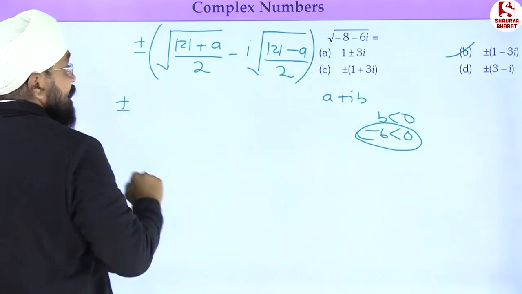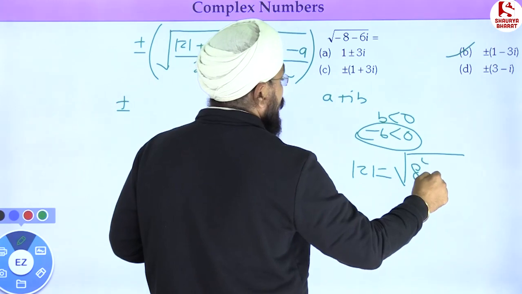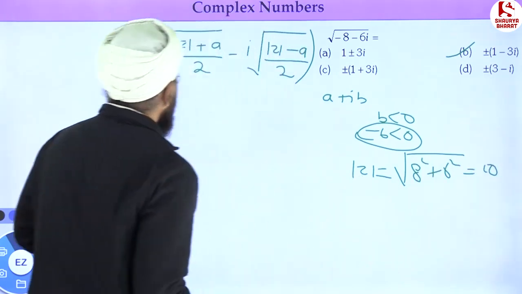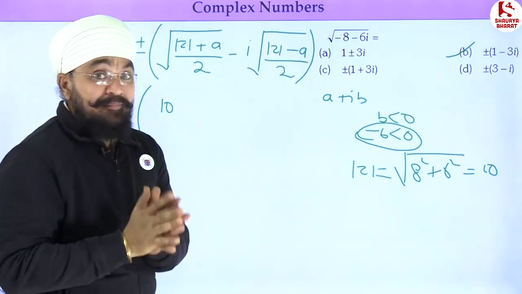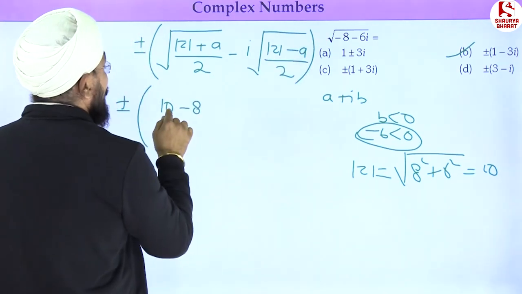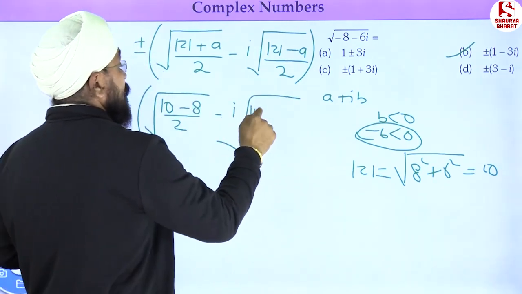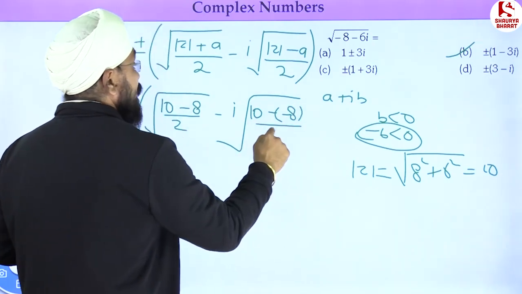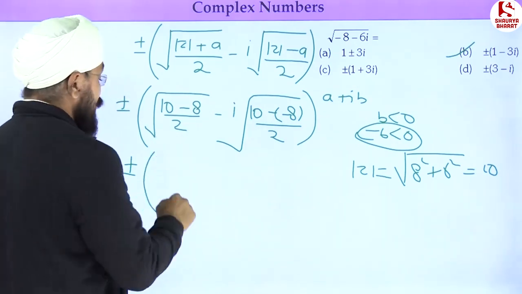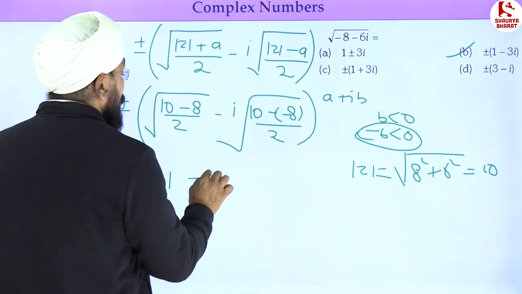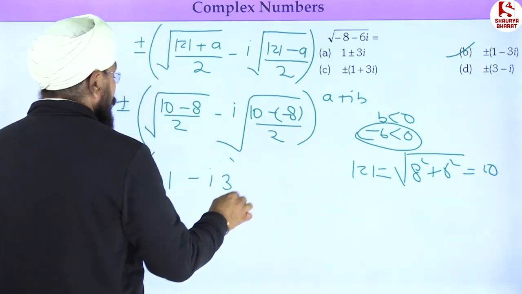Now this becomes plus or minus of root of magnitude of z, which is root of 8 square plus 6 square, that is nothing but 10. So I put 10 plus a, which is unfortunately minus 8, under the root, then minus iota root of 10 minus of minus 8, whole divided by 2. So this result is plus or minus of 2 divided by 2, which is 1, minus iota times 18 divided by 2, which is 9, and the square root of 9 is 3. So we got the answer.